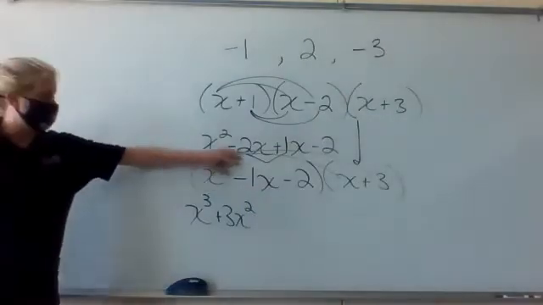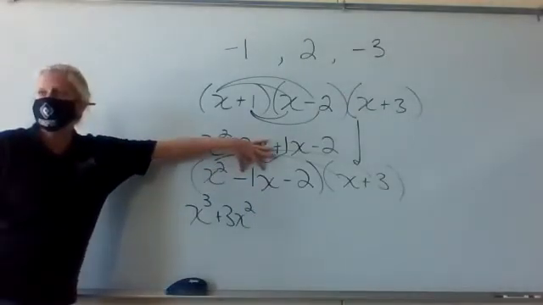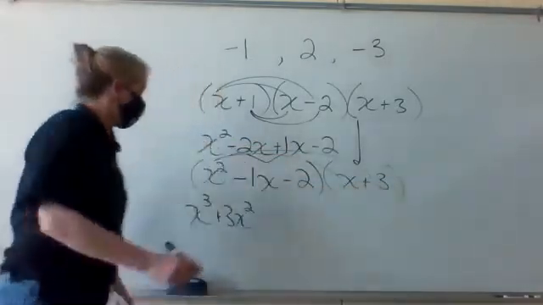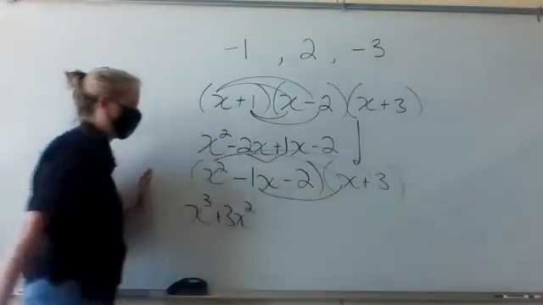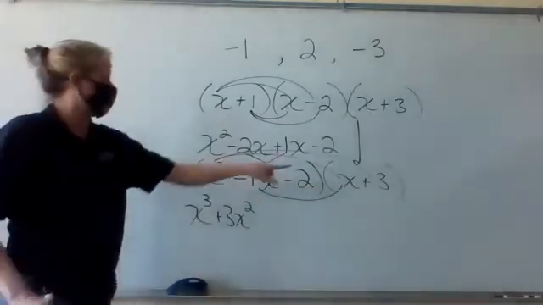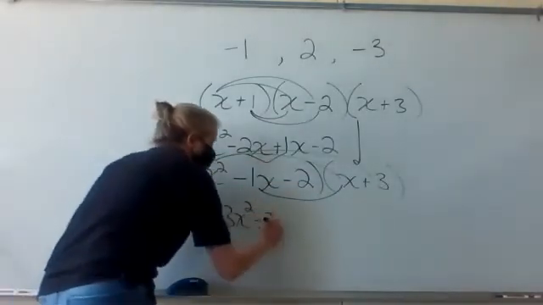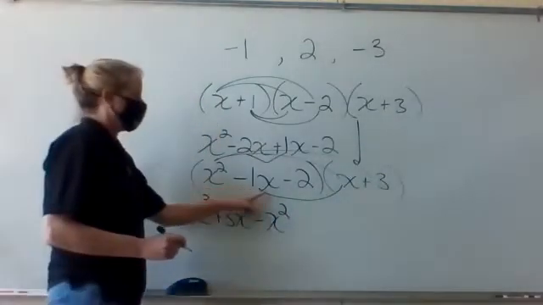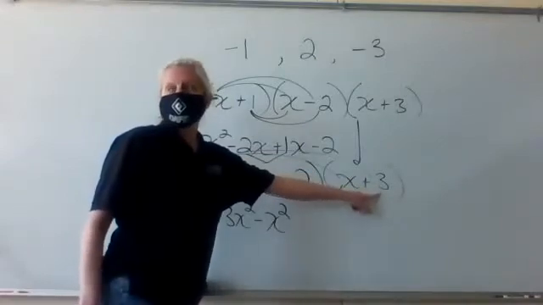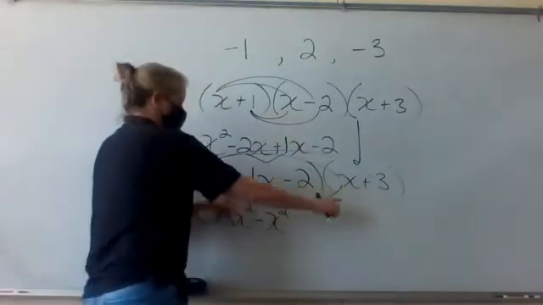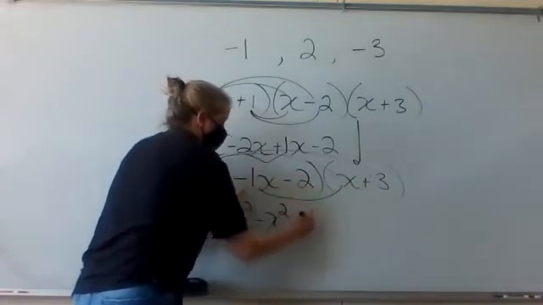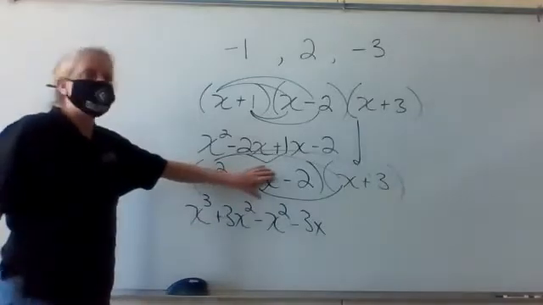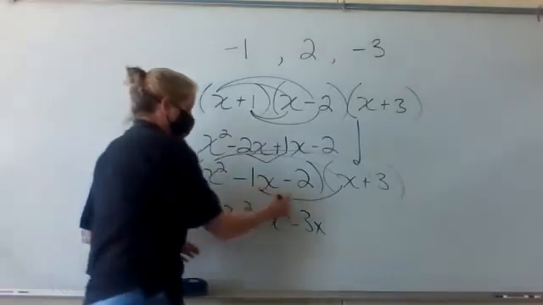So I'm done with the x squared. Now I'll move to the negative 1x and multiply it times both of these. So let's see, negative 1x times positive x, or in other words, negative x times positive x gives me negative x squared. Negative x times positive 3, so that's going to give me negative 3x. So I'm done with the negative x. I've distributed it to both of those.